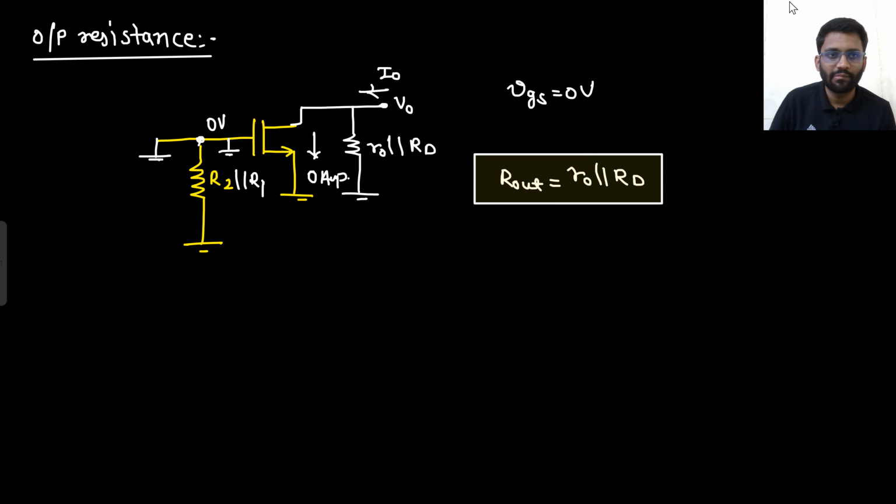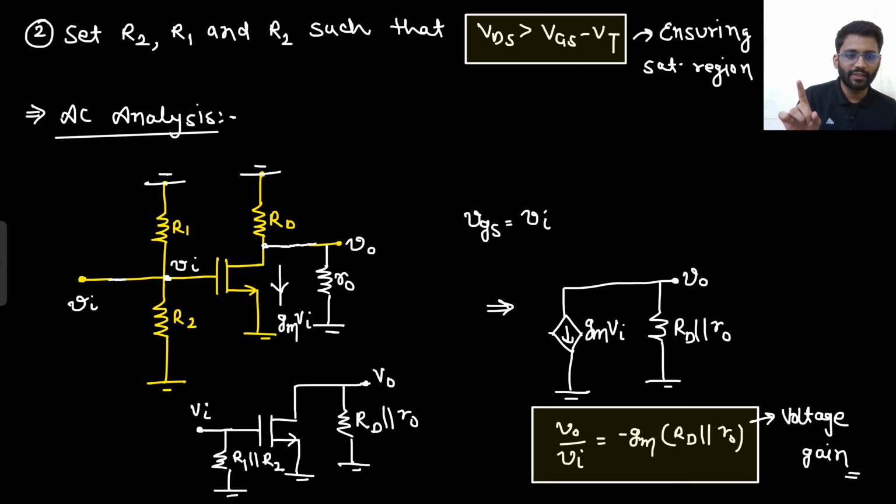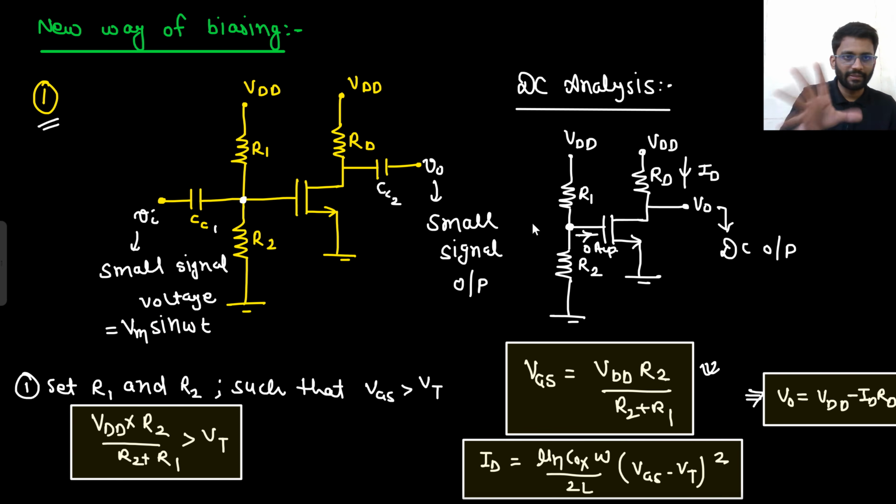So I will write it down. Yeah, so this is the reason why we use a coupling capacitor. First, it helps in isolating the DC bias setting. And the second one is, here, what did I tell you, in the output you have only the small signal output, that means you have only the AC output.